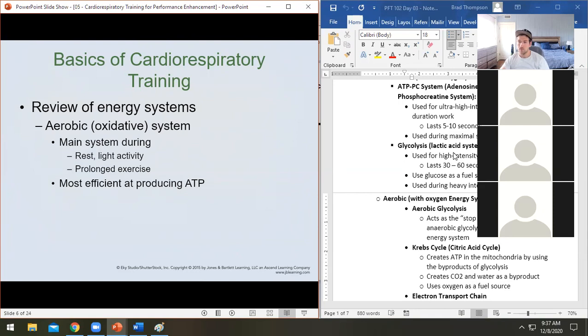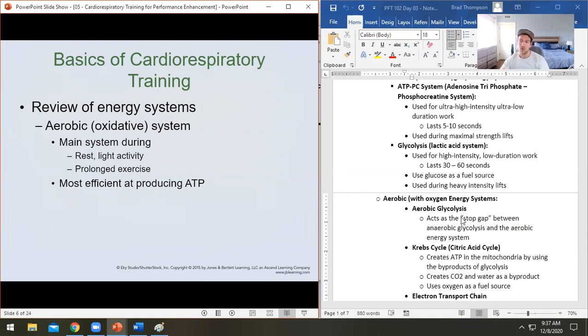Okay, so let's look at what I mean here. We're going to start in the ATP-PC system. This is going to use any stored creatine that you have in your body. You're going to break off a molecule of ATP, and use that creatine to reattach it. Break it off, reattach it, break it off, reattach it. It releases a whole bunch of energy, but it only lasts about 15 seconds.